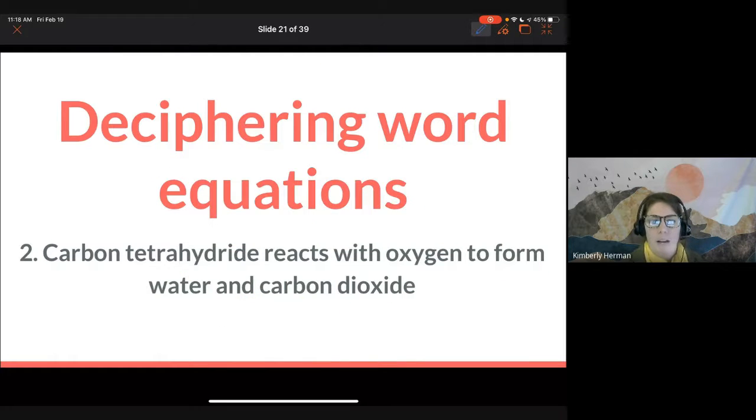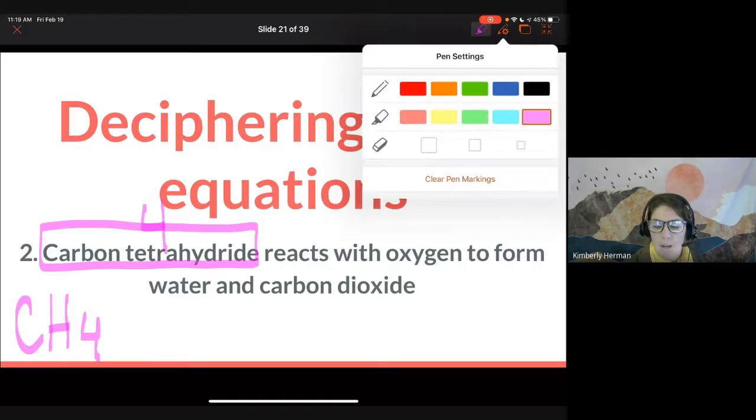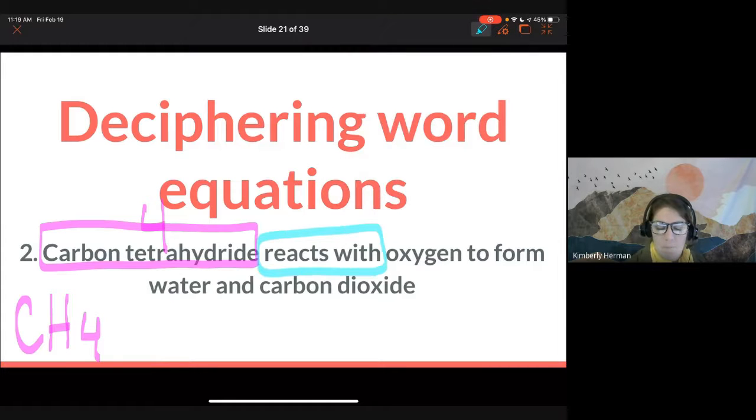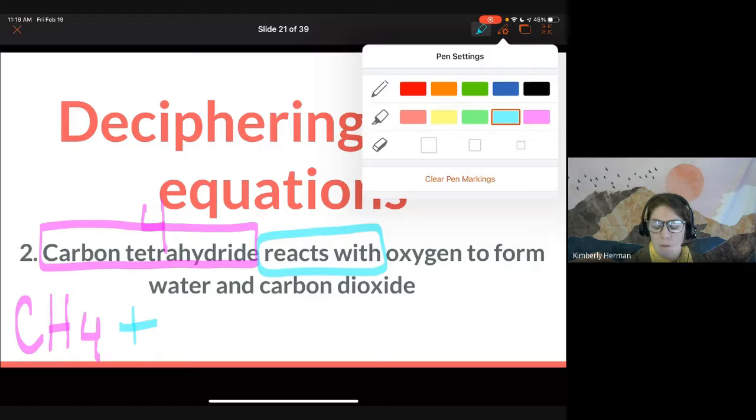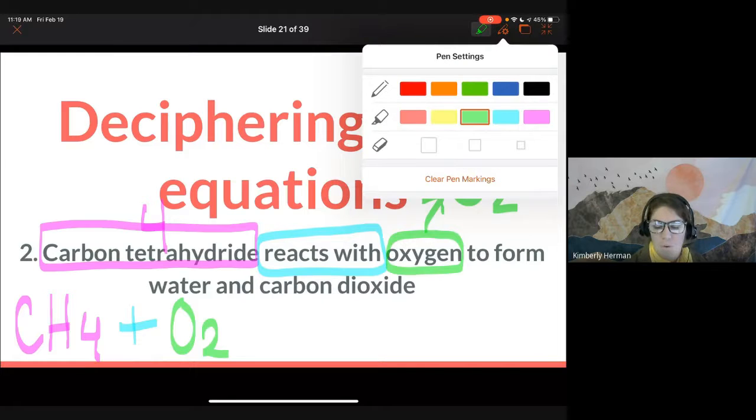It says carbon tetrahydride reacts with oxygen to form water and carbon dioxide. The same way that we just did it, we have carbon tetrahydride. So we have carbon, tetra means 4. So CH4. Reacts with, that's going to give us our plus. Oxygen, what do we know special about oxygen? Remember, don't hassle the Brinkelhoff. So it not only will be 1, it will be 2. So we have CH4 plus O2.